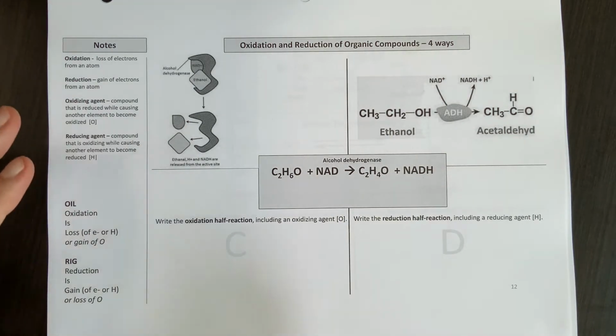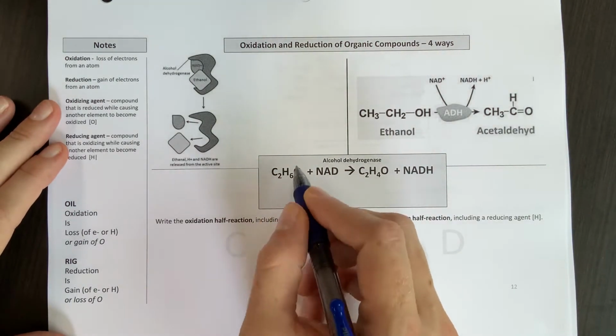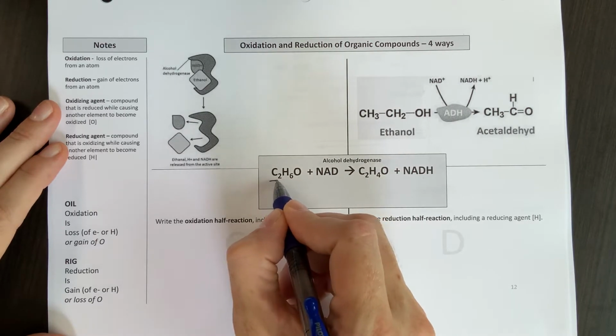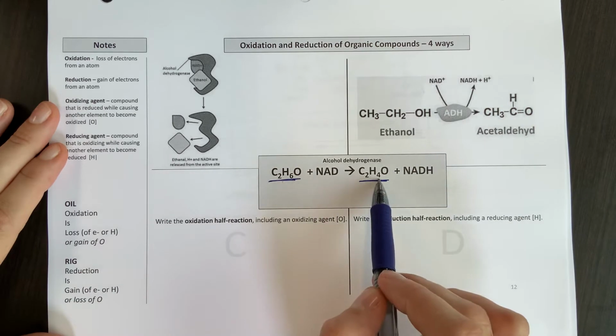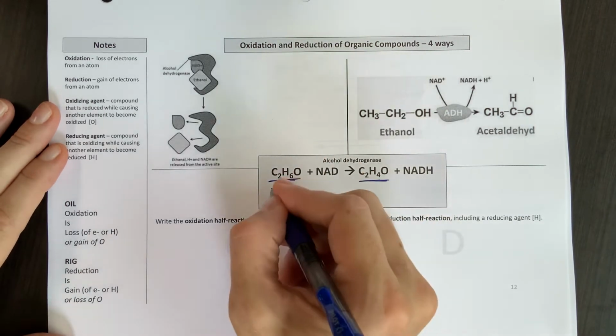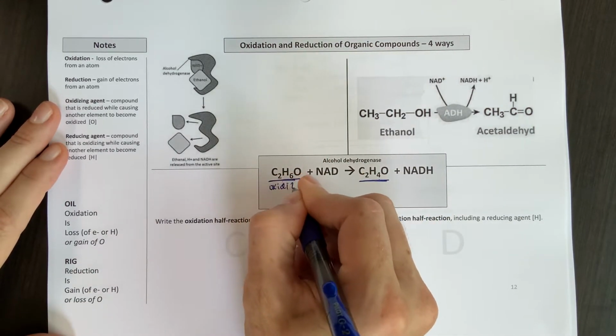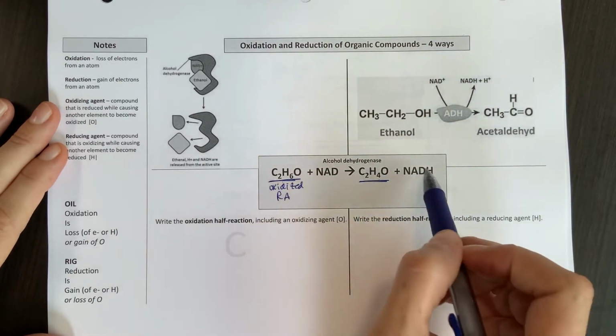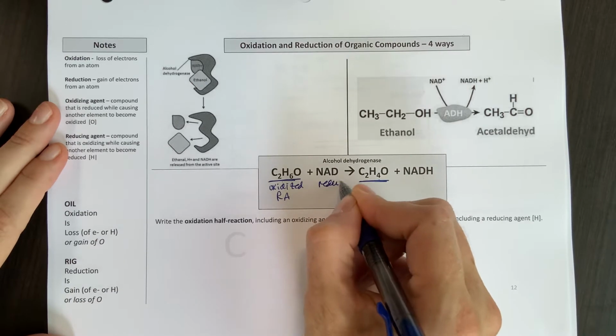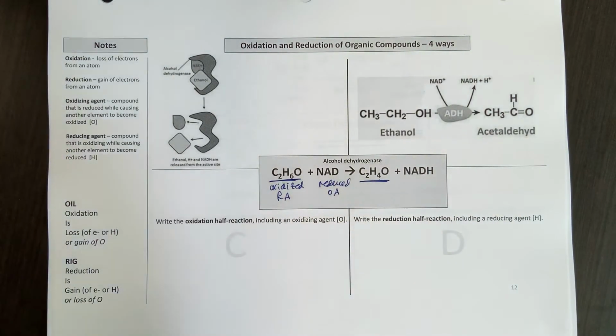So this is a reaction that we saw before. If I look here at my carbon-containing compound, this is ethanol. Through the course of the reaction, it loses hydrogens. So because it loses hydrogens, I could say that this is oxidized, and it's the reducing agent. And then NAD gains hydrogens. So I could say this is reduced, and this is the oxidizing agent.